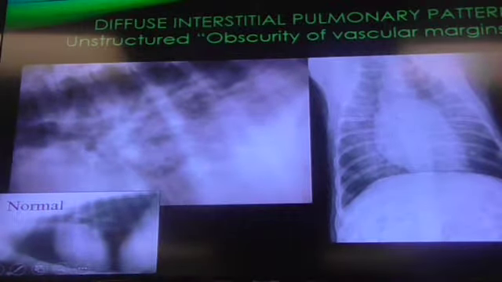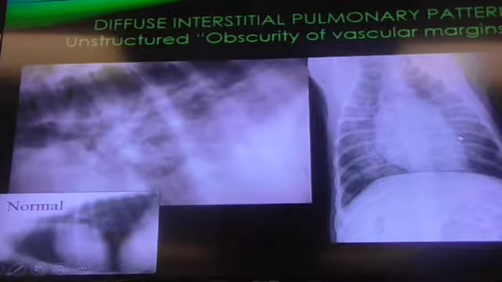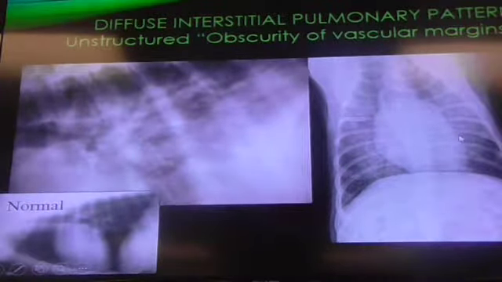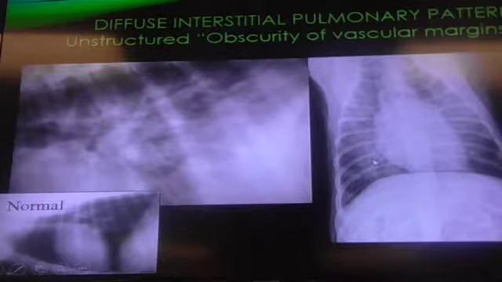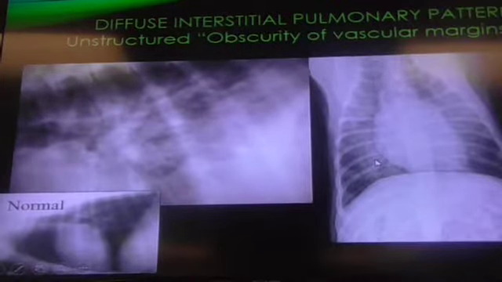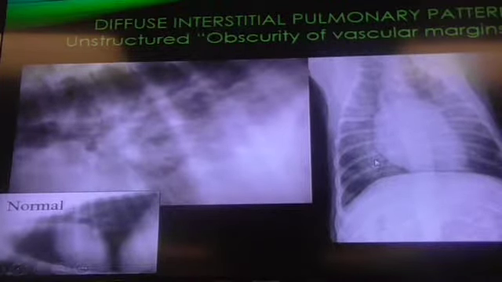So this is a normal, and then these two have interstitial disease pattern. So interstitial pattern. Would you refer to this as structured or unstructured? Unstructured, because we don't see the sharp margins. Everything is just diffusely opaque. Okay?